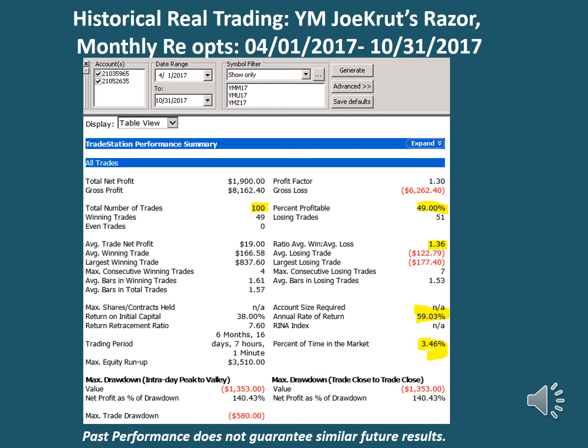This is looking at Joe Krut's Razor, and this was a period of about 7 months trading the Razor on the mini Dow. It made $1,900 in 100 trades. 49% of the trades were correct. It basically made $1.36 for every dollar it lost. Annual rate of return on $5,000 was 59%. You didn't need $5,000 because all you needed was the day trade margin, which was about $1,500, and the drawdown was $1,300. So you needed about $3,000, but I put in the 5, and it's only in the market 3.46% of the time. I decided then to switch from this and go to the NASDAQ. We'll take a look at that one.